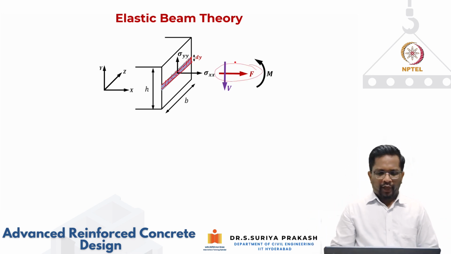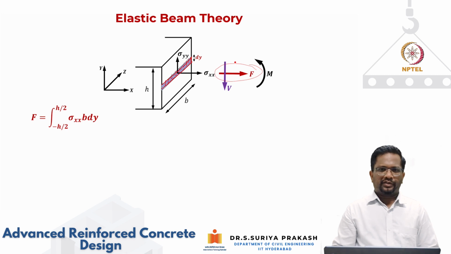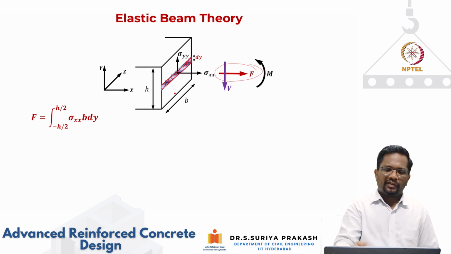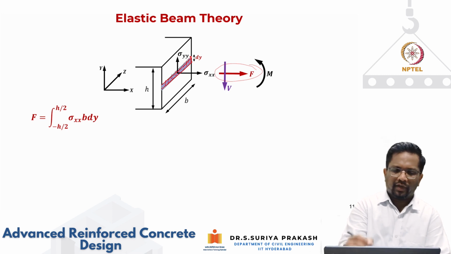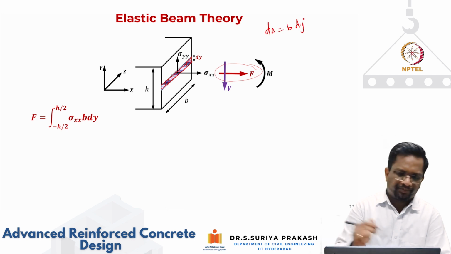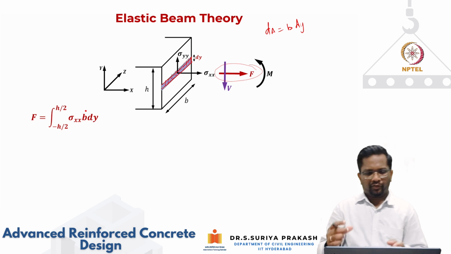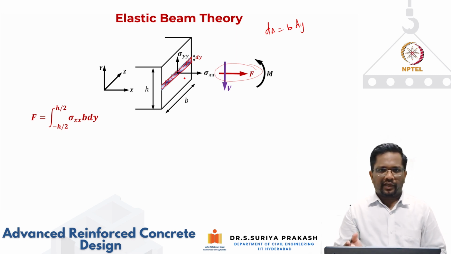So if I want to find out what this force is, force is nothing but stress multiplied by the entire area. So I have to sum sigma xx acting over the entire cross section. If I take this elemental length as dy, what would be the elemental area? The elemental area dA can be written as b times dy. The stress multiplied by this elemental area will give me the force, but only in this small highlighted area. I want to calculate the total summation acting over the entire cross section.